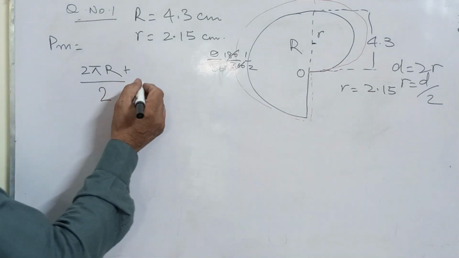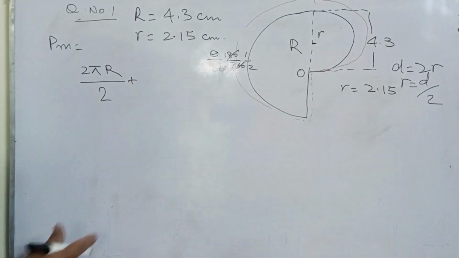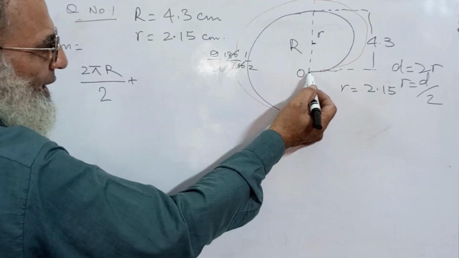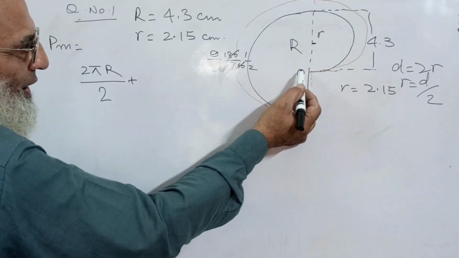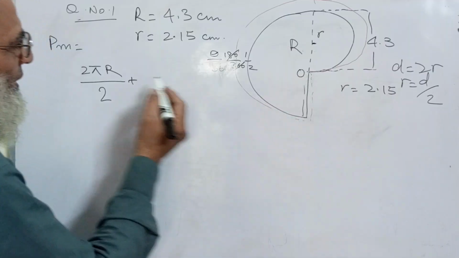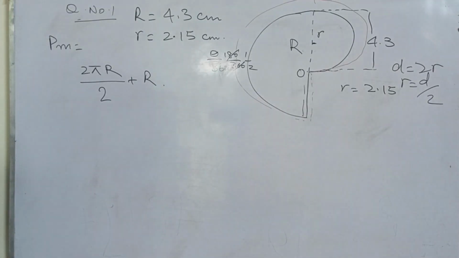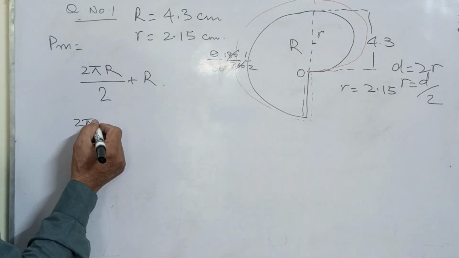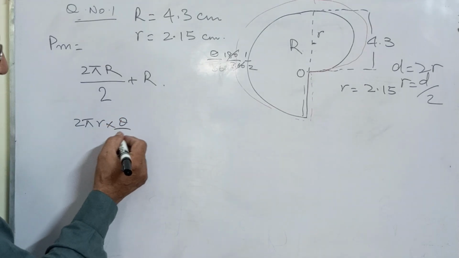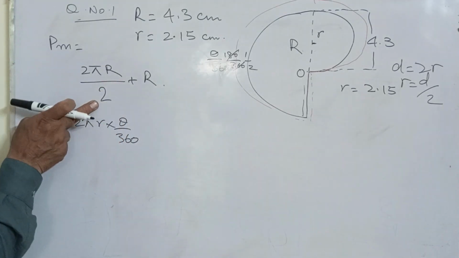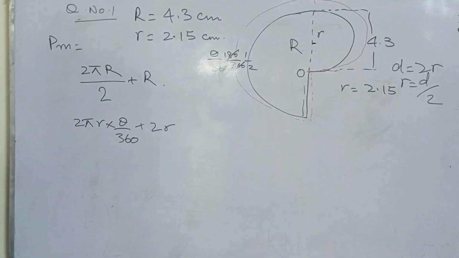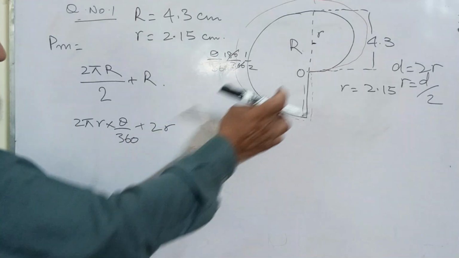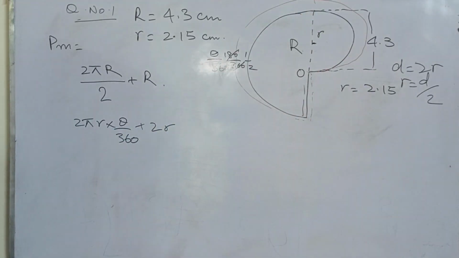Now when you add, you see in the previous question we added 2r, but you see that this is only 1r over here. From here to here it is 1r, so we will add 1r instead of 2r. The actual formula for it is this, theta upon 360, which we have transformed in this, and plus 2r. Now this is the actual formula. Now we have changed our formula for this special question because this is not included in our perimeter.